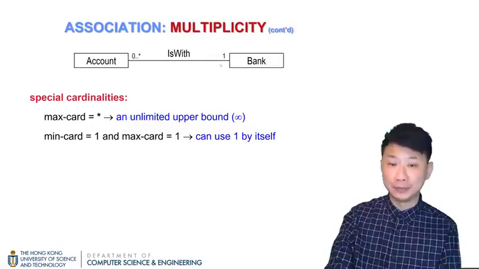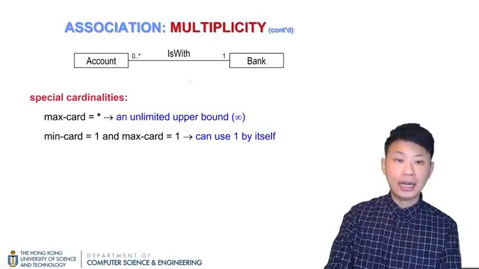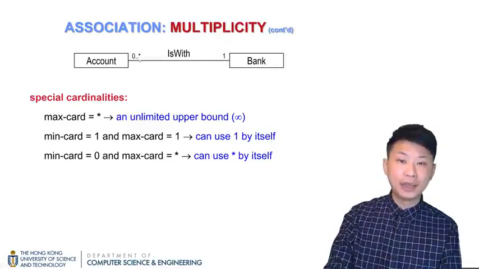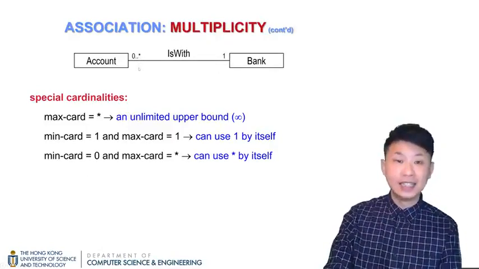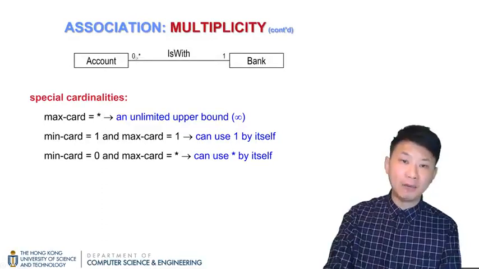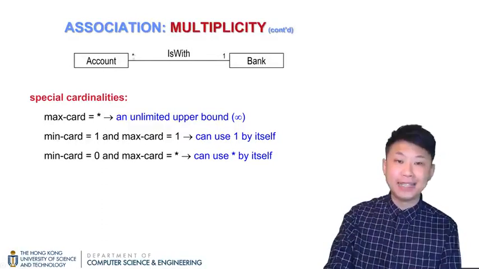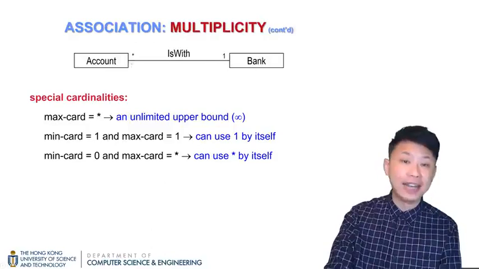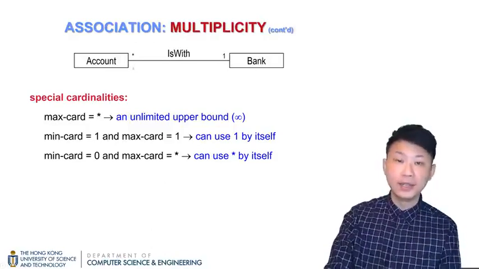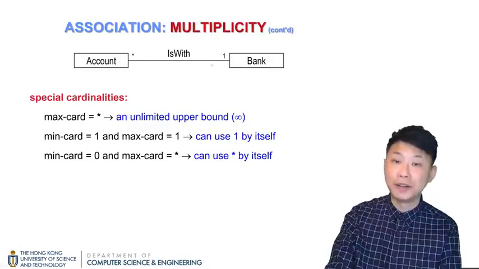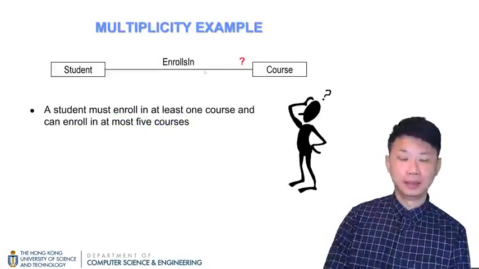That means exactly 1. If the lower bound is 0 and the upper bound is an asterisk, then we can simply replace it with an asterisk. That means any. A bank can have any number of accounts. So these are the two special cardinalities that we can use to simplify the class diagram.